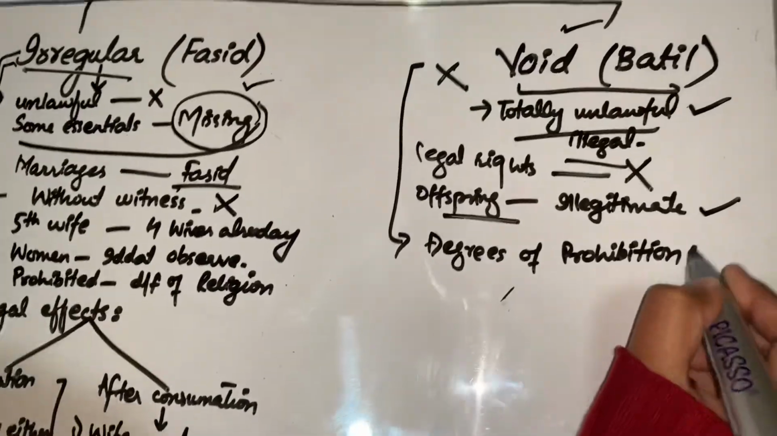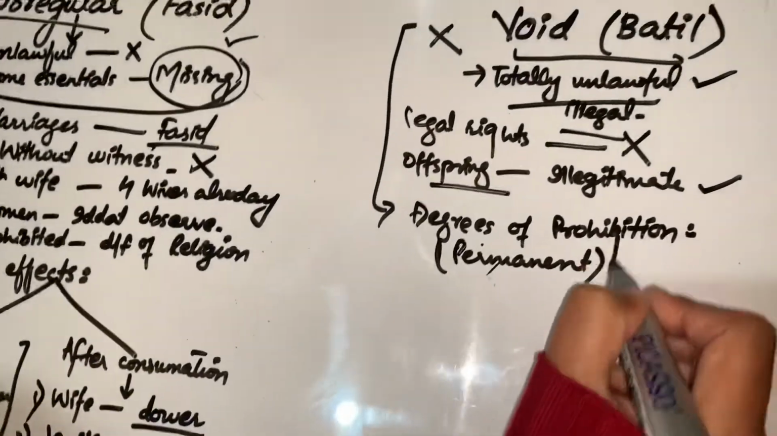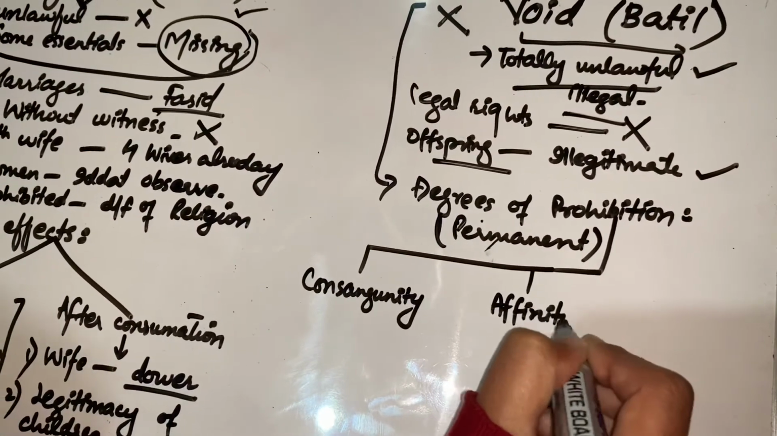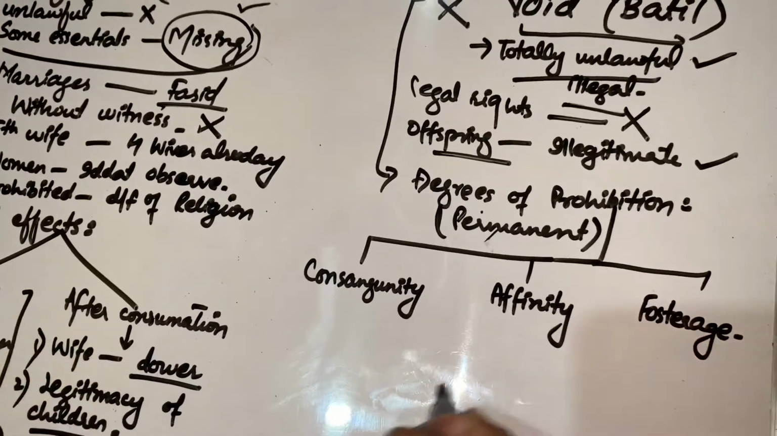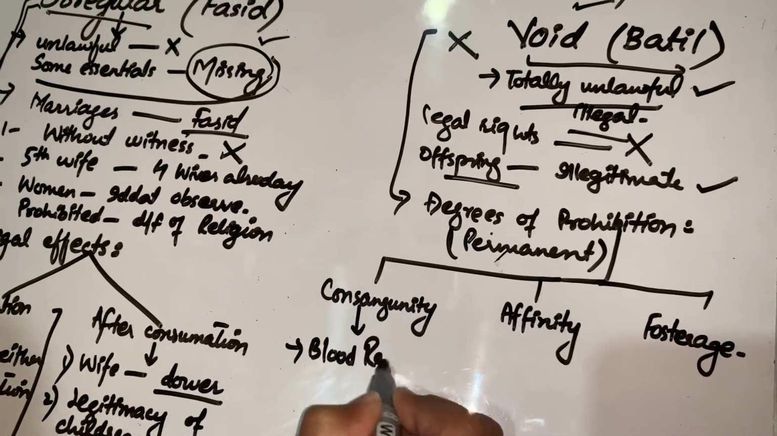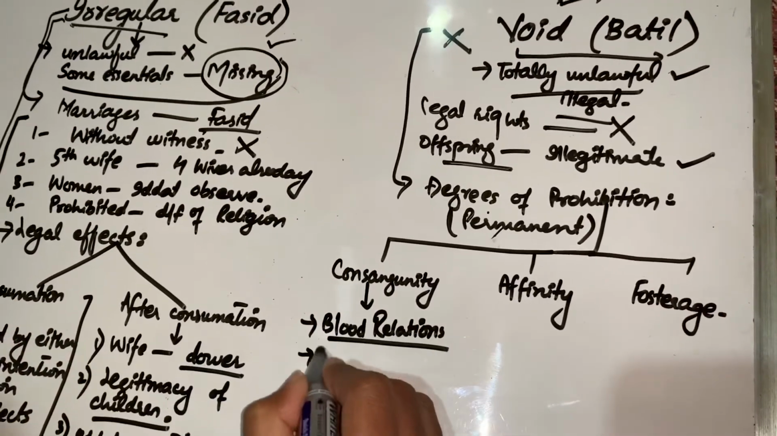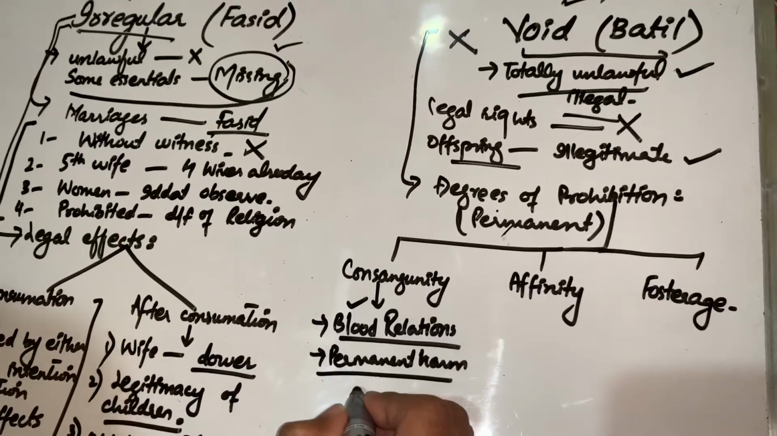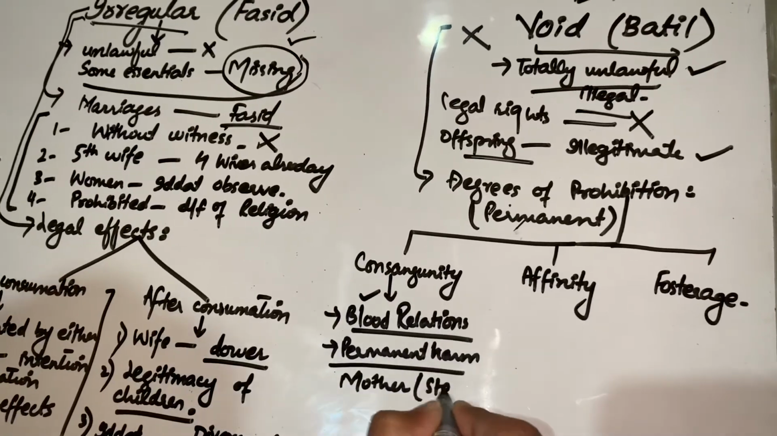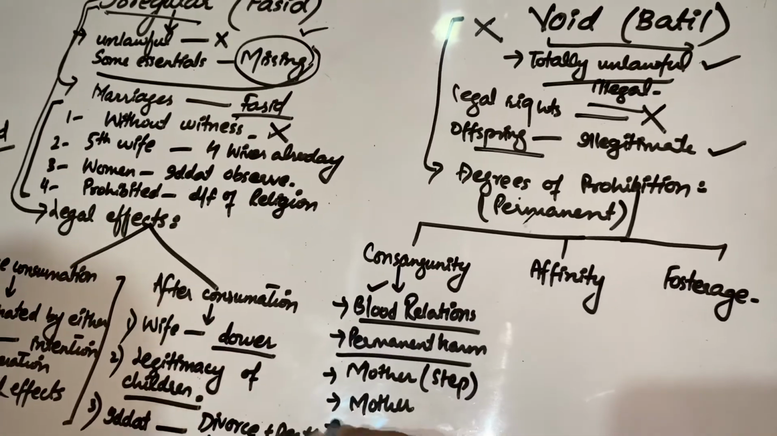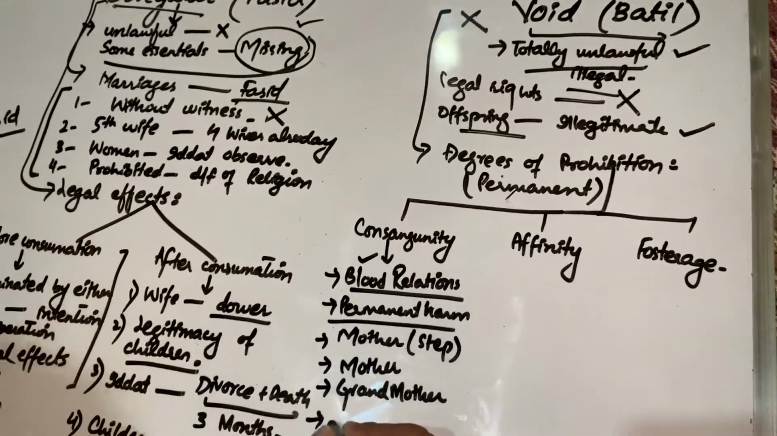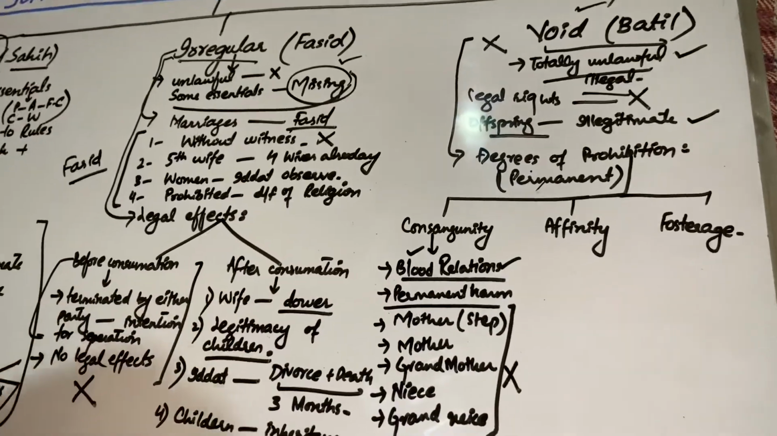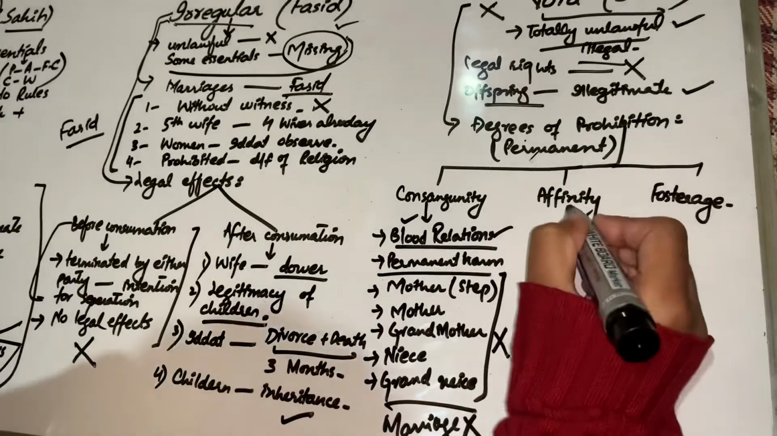Now, let's discuss the degrees of prohibition. Because the marriage with a woman prohibited by reason of consanguinity, affinity, and fosterage will be called a void marriage. Consanguinity means blood relations or nasab. So it is permanently haram in Islam for a Muslim to marry that person's stepmother, his mother or grandmother, his daughter or granddaughter, his niece or grandniece. If the person marries these relations, these women, then that marriage is called a void marriage.